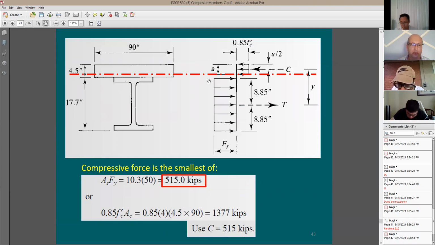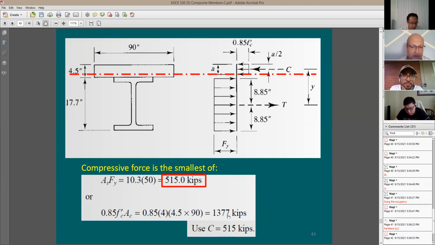Okay, let me now work with the beam. W10 by 35, cross-section area 10.3. Maximum force developed in the steel beam in tension is going to be 10.3 times 50, 515. Maximum compression that the concrete can take is going to be 0.85 times 4 ksi times half inch times 90 inches, the effective width of the concrete slab. It's going to be 1377 kips.